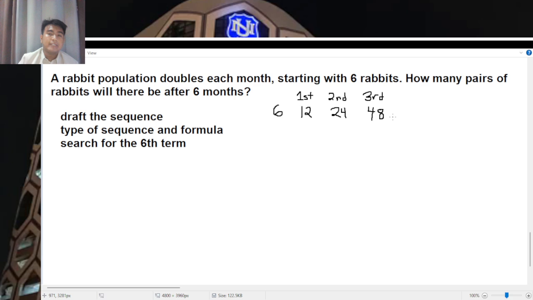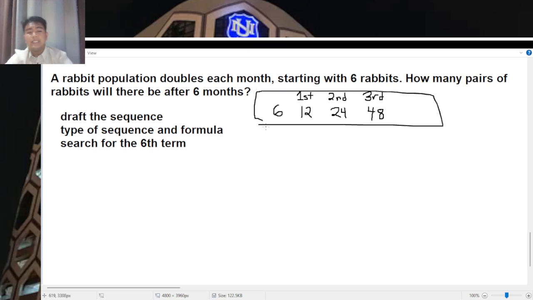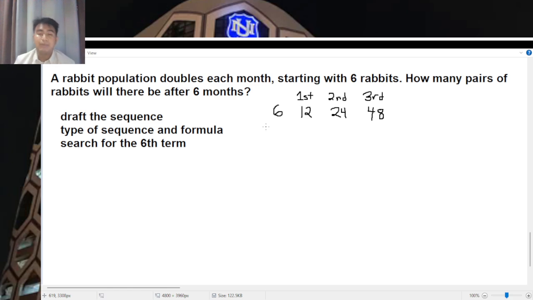Now, I do not advise writing the fourth, fifth, and sixth month. Just write a simple sequence of this word problem. That would be enough. If you can just determine the 6th term, that would be great, but I'm teaching how to do it properly.